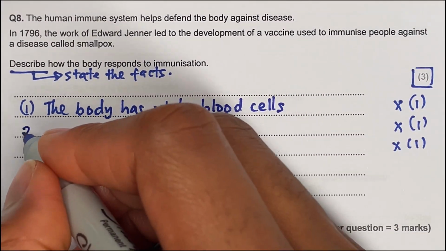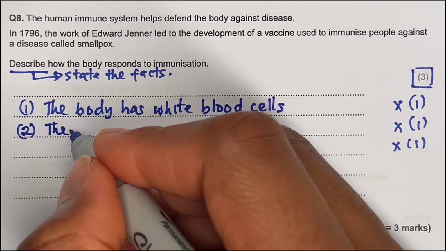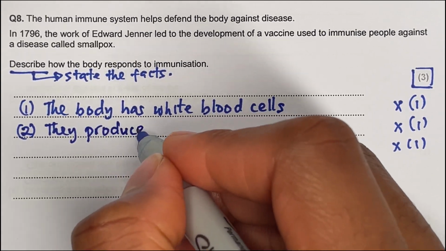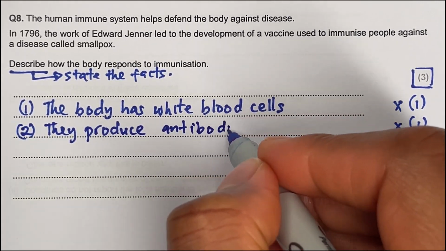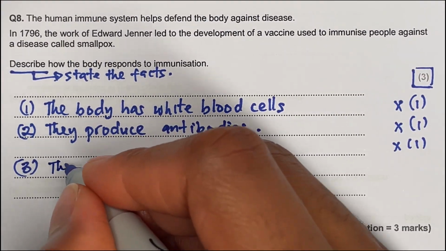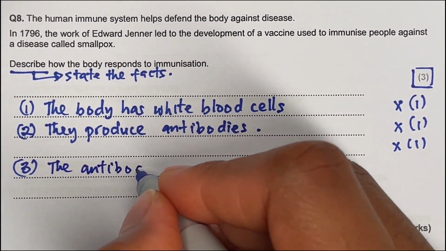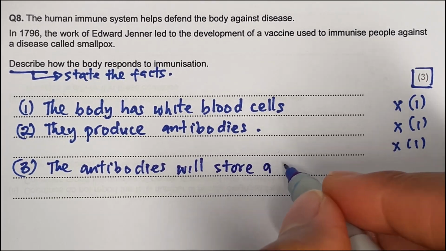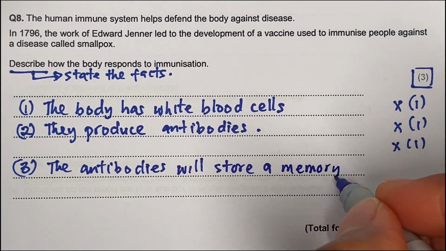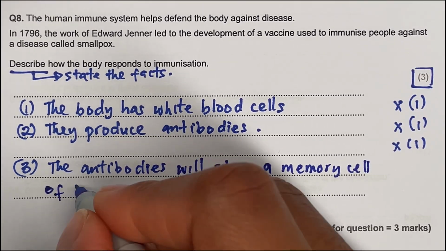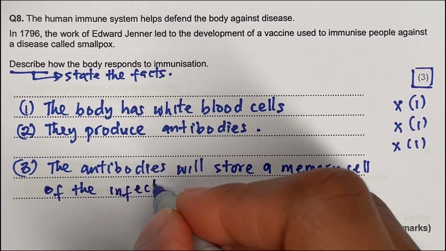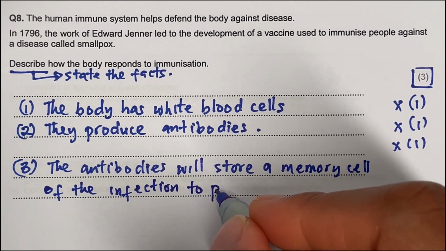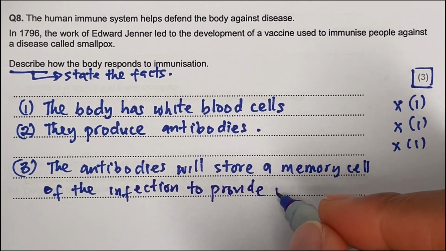They produce, my second point, they produce antibodies. So the antibodies will store a memory cell of the infection to provide immunity.